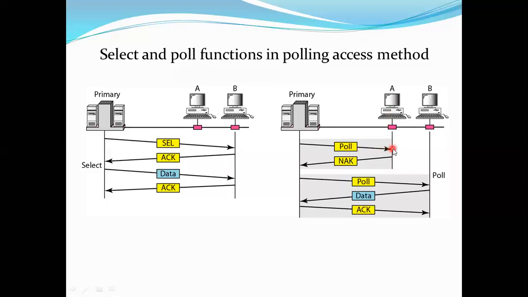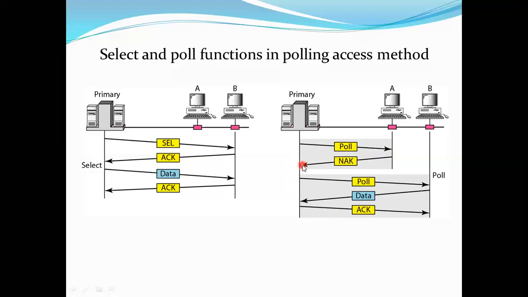The address of the destination station. So the poll frame goes to station B. Now what does station B actually do? Sorry, station A. In station A, there is no data to be sent. That is why station A sends a negative acknowledgement to the primary. You can see NAK here. This is the negative acknowledgement.